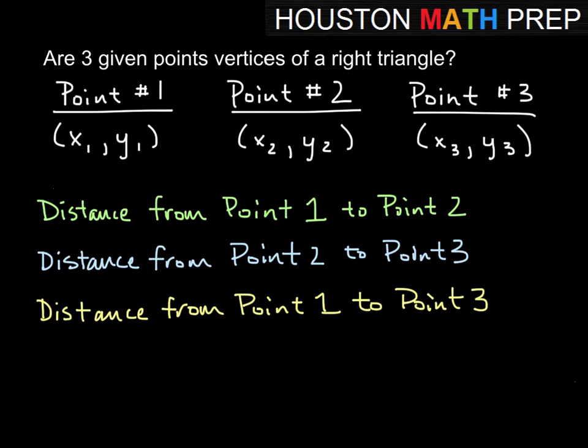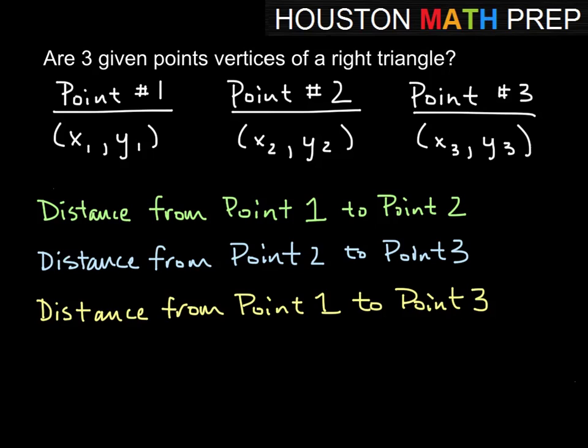So once we've learned some things about the distance formula, one thing that we're able to then do is figure out if any given 3 points in the xy plane are the corners, the vertices of a right triangle. In other words, do they make up a triangle where one of the angles is 90 degrees?